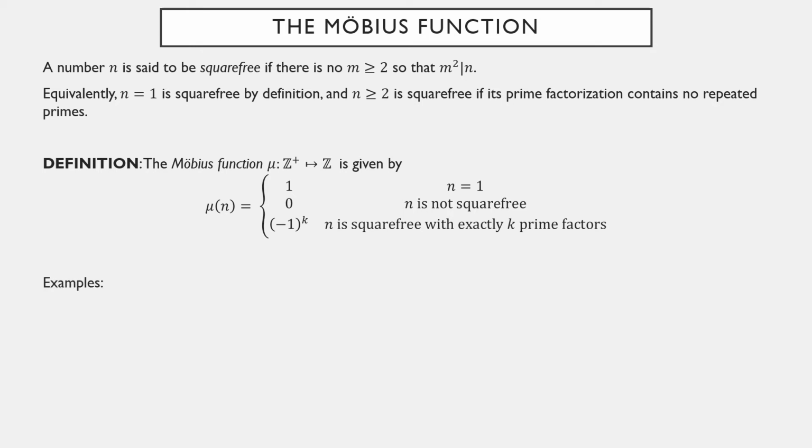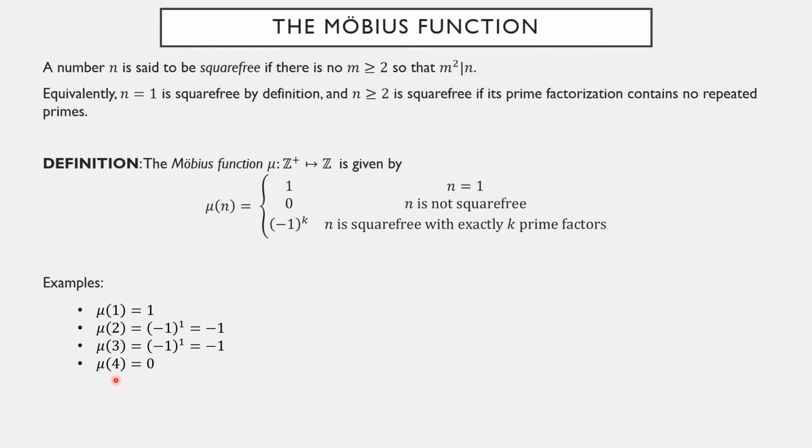but let's take a look at some examples. So mu of 1 is 1 by definition. You plug in 1, you get out 1. Now mu of 2: 2 is square-free. So since the number is square-free, I count how many prime factors it has. It has a single prime factor, so I compute negative 1 to the first, and I get negative 1. Similarly, 3 is square-free, and it has 1 prime factor itself. Negative 1 to the first is still negative 1.